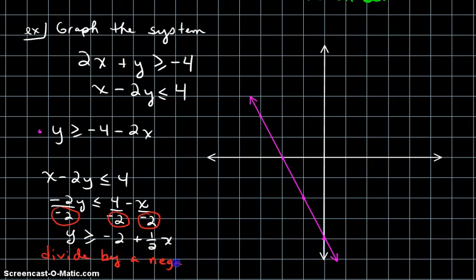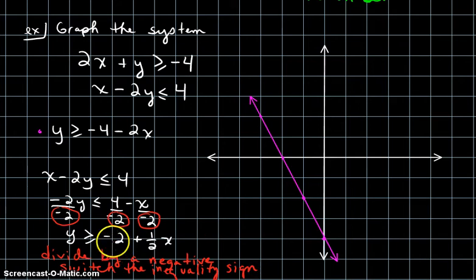What if y is less than or equal to -4 minus 2x? Are we graphing the same way? I'm not quite sure I understand the question. Divide by a negative. When we solve the first problem, it's y is greater than or equal to -4 minus 2x. But if the sign was... Okay, so we have this equation.